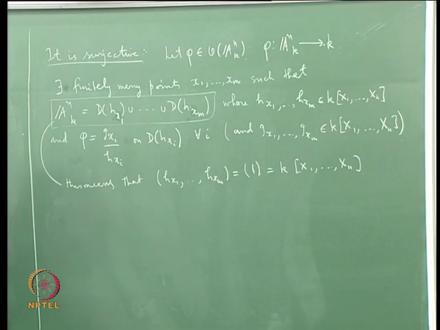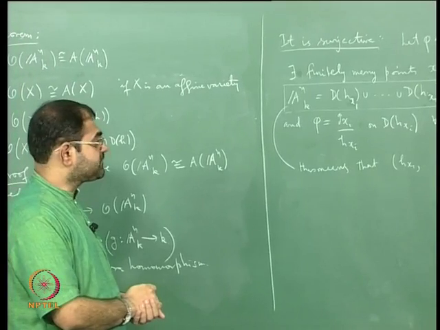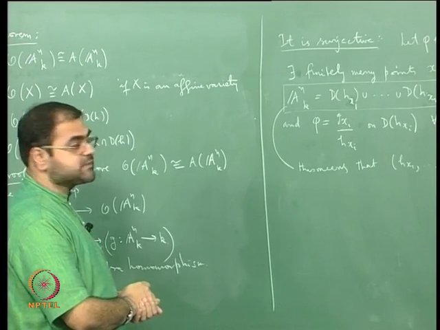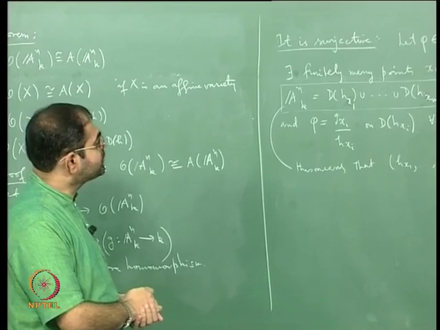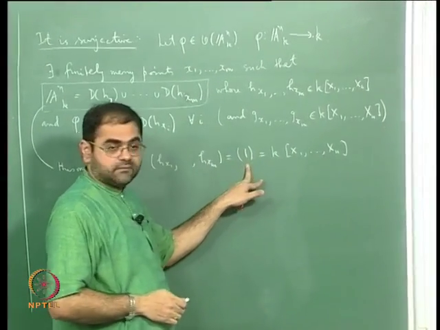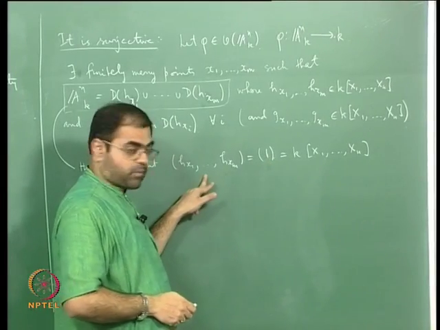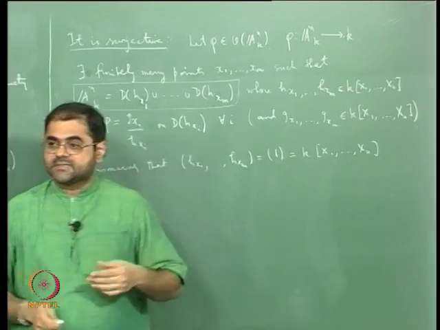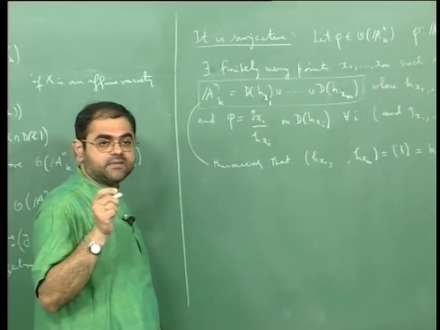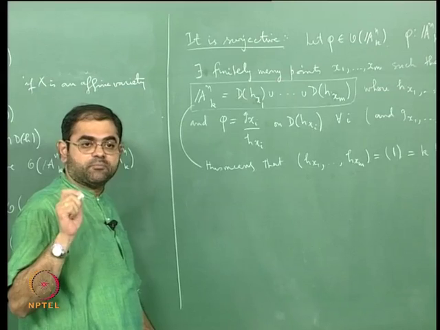Okay, this is the first thing that needs to be noted. And why is this true? Why this is true is because, well, if this ideal is not the unit ideal, then it's a proper ideal, and then we know that every proper ideal is contained in a maximal ideal. Okay, and you know, the maximal ideal corresponds to a point.